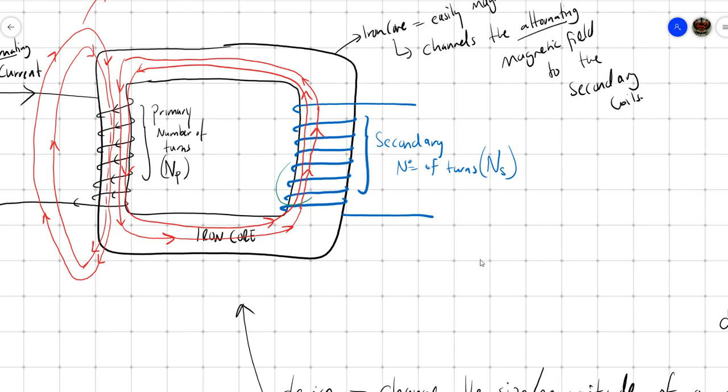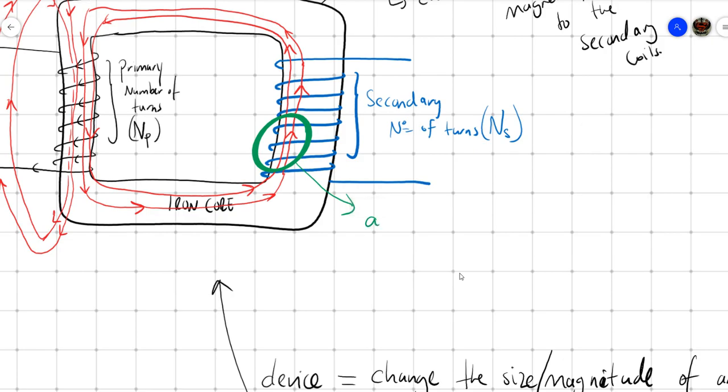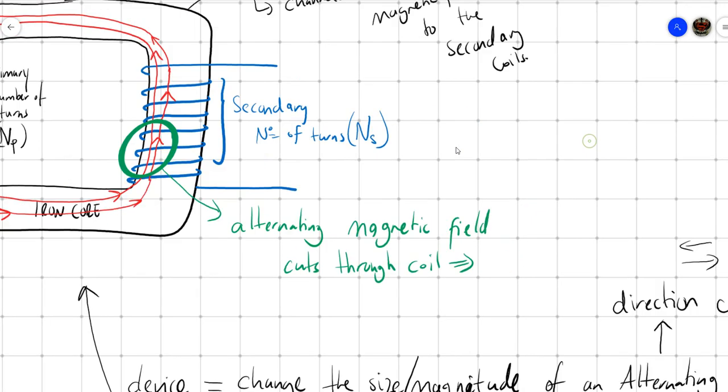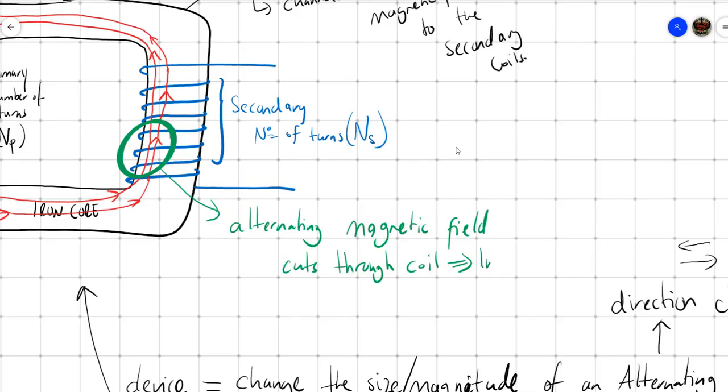What is going on here? Here we've got the alternating magnetic field that cuts through the coil, and what did this do? This induces an alternating voltage, and then this gets us AC.